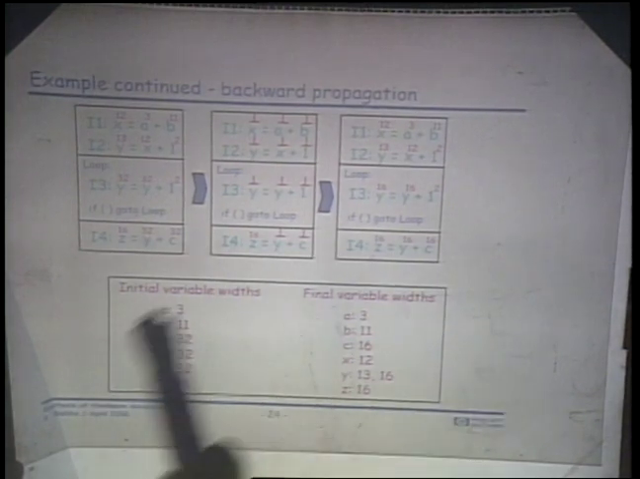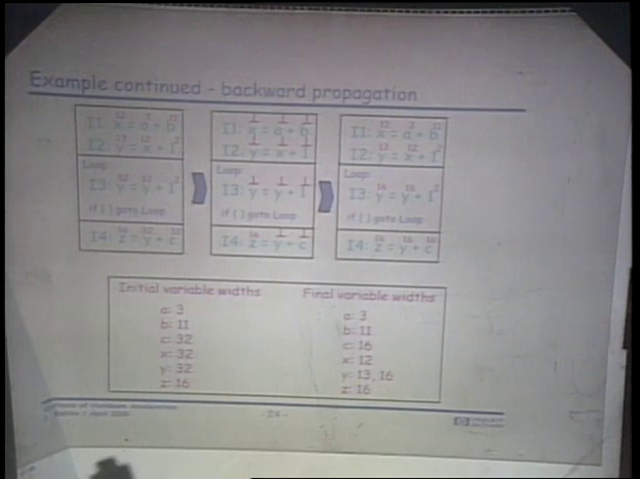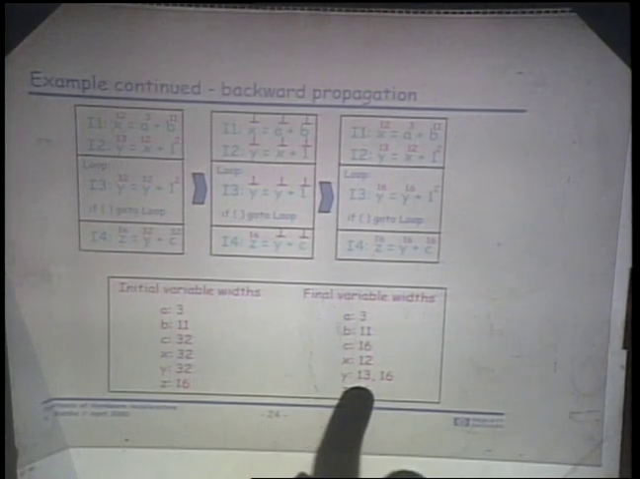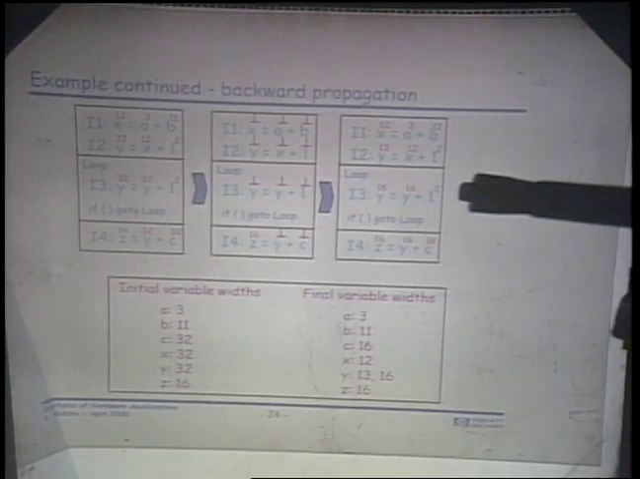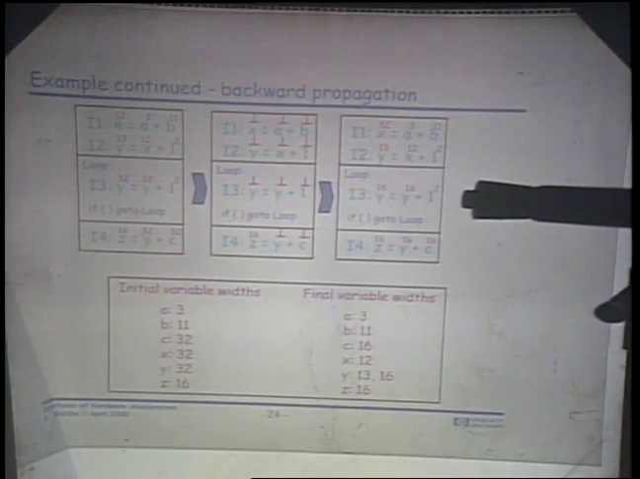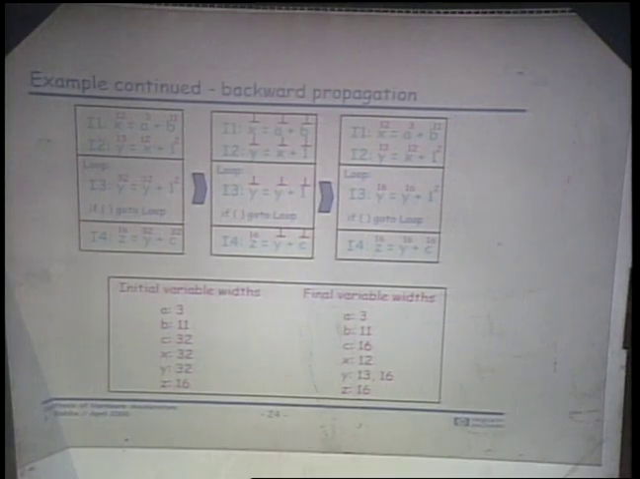So the final score of the whole thing was that x and y were reduced to 12, and y, this is coming back to the various instances of y. The y used in i2 was only 13 bits. The y used in i3 is 16 bits. What this is essentially saying is that if I'm going to have one storage location for y, I need the max of all these instances. So if I'm going to store y in a single register, I'm going to need 16 bits because y at its maximum width is 16.